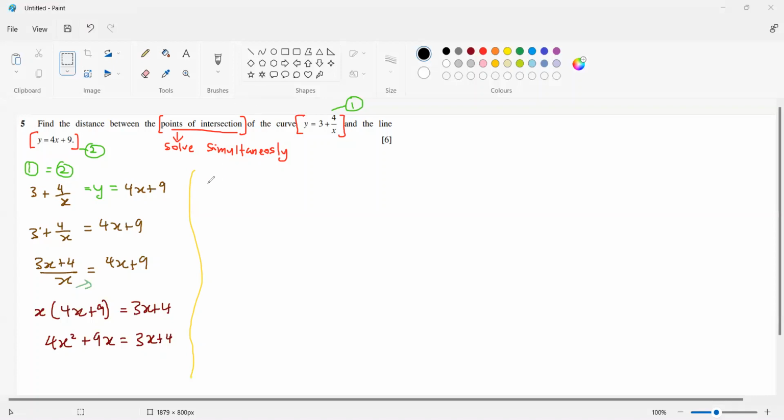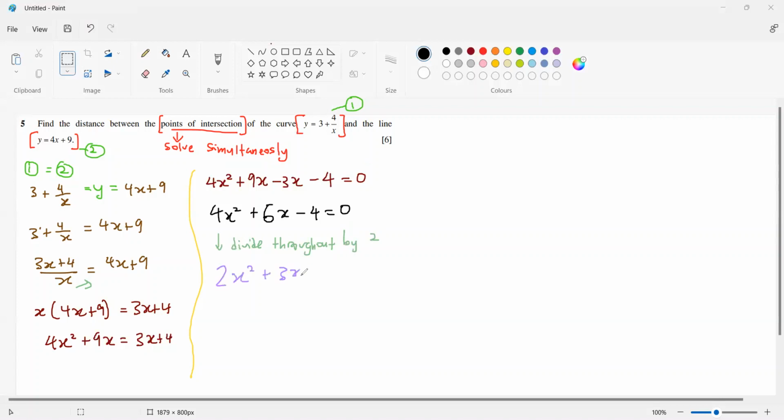Then bring it all to one side. It becomes, in order, 4x squared, 9x minus 3x minus 4 equals 0, from which we get the quadratic equation equals 0. Now we want to reduce it as much as possible. So before we factorize it, we divide throughout by 2, because it's a common factor. Please take note, divide throughout by 2. So from which we get 2x squared plus 3x minus 2 equals 0.